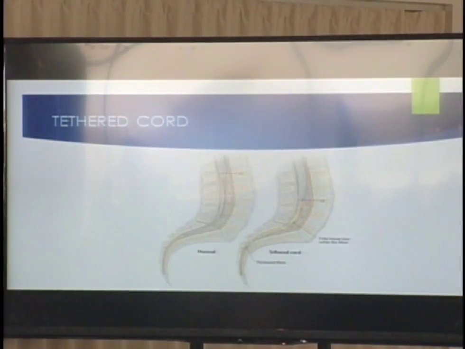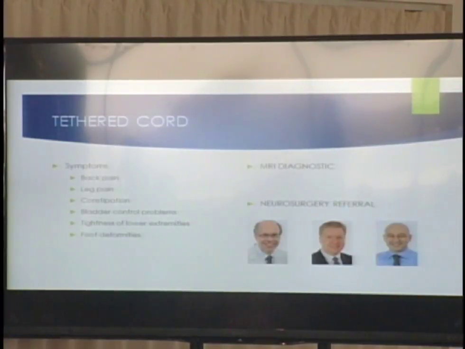So a tethered cord is where you maybe have some fatty tissue or some fibrous tissue that's tethering it, and the bottom of the cord is actually lower than it's supposed to be. And as they grow, they can get more and more symptoms. So back pain, leg pain, this is where constipation comes in. Lots of kids get constipated. Not all of them have tethered cords, but just something to be aware of. Bladder control, tightness. If they can only bend forward till they can barely touch their knees, that's really tight, okay?